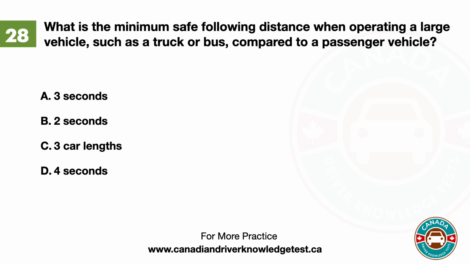Question 28. What is the minimum safe following distance when operating a large vehicle, such as a truck or bus, compared to a passenger vehicle? A. 3 seconds. B. 2 seconds. C. 3 car lengths. D. 4 seconds. The answer is D. 4 seconds.